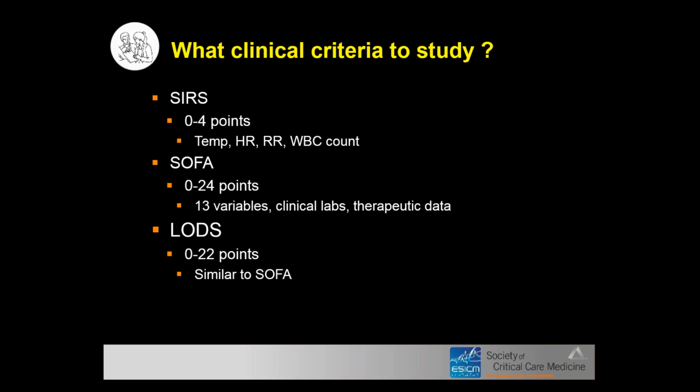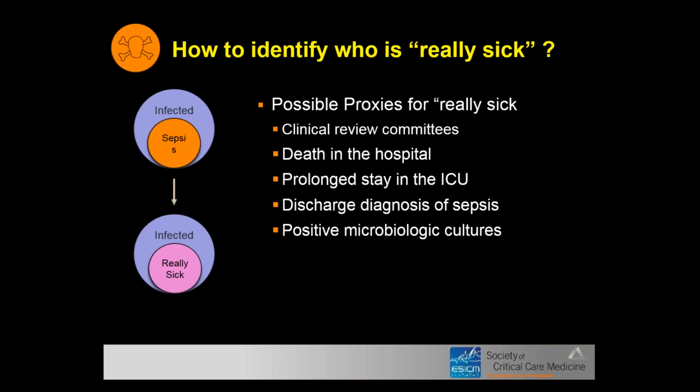This consists of a number of measures, each of which receives a point. There are up to 24 points. There are 13 different variables, clinical labs, and therapeutic data available. Another potential tool would be the Logistic Organ Dysfunction score, or LODS, again 0 to 22 points, with a lot of similarities to the SOFA score.